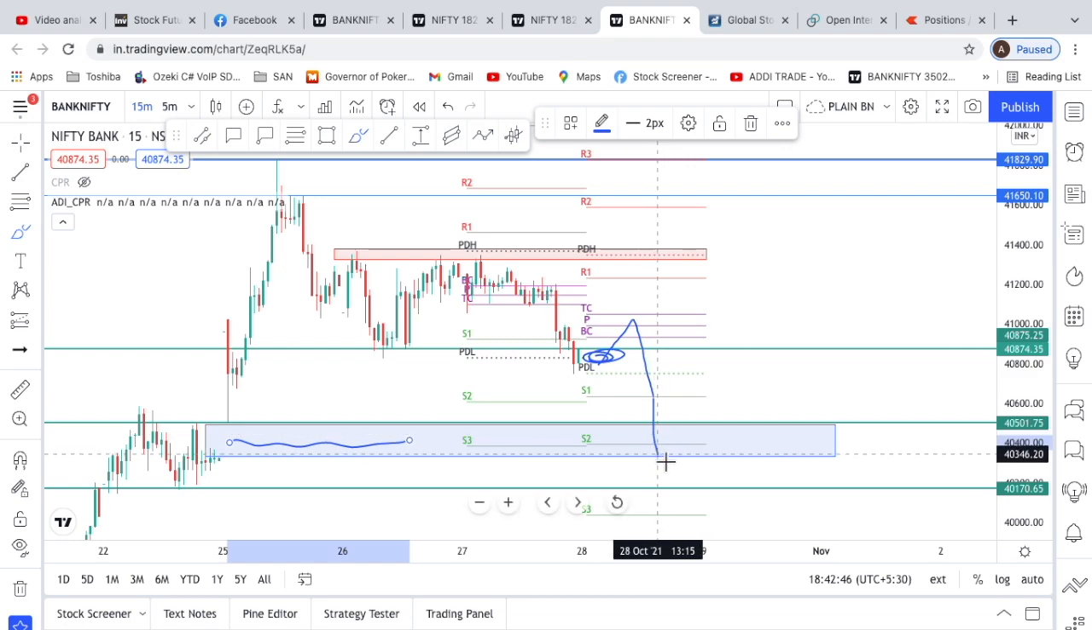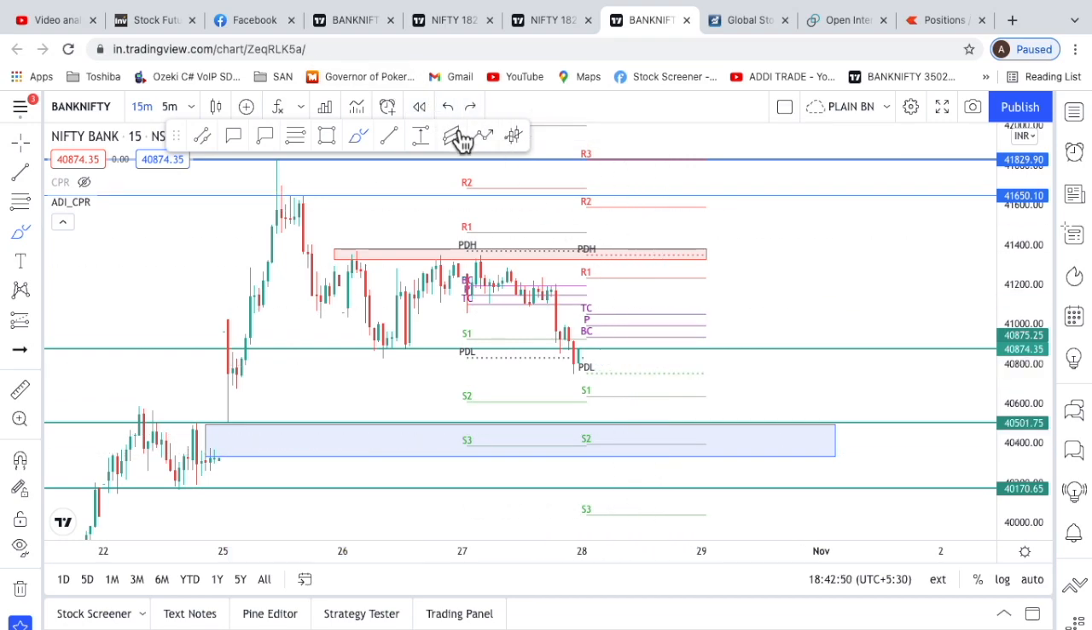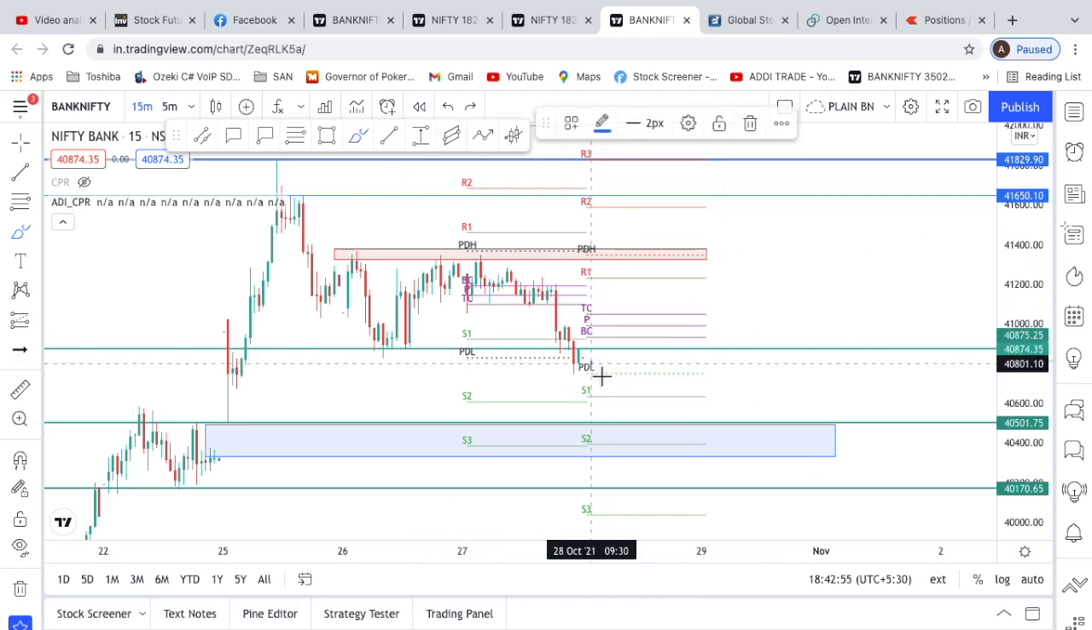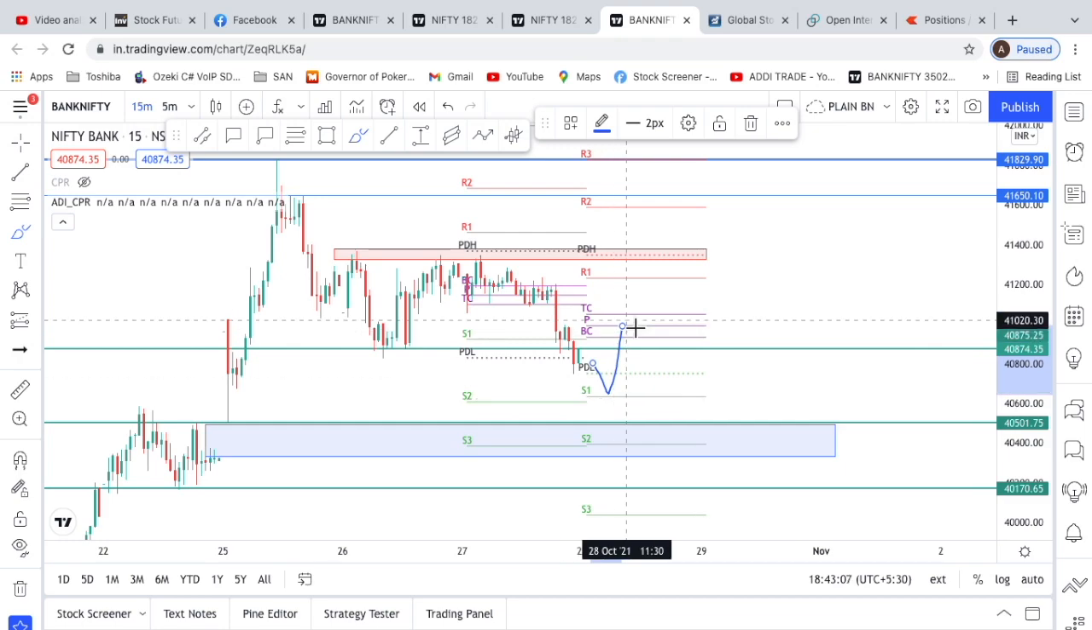That is one possibility. The other one that I'm looking at is, if we open between the CPR and previous day low, we could get a dip until S1, and if 40,600 holds, right, if we get strong wicks over here, there's a good chance we might even hit CPR, and this also will be a 400-point trade. So in options, easily you can make about 200 points in this trade if we go up. So these are the two possibilities that I'm seeing in Bank Nifty.